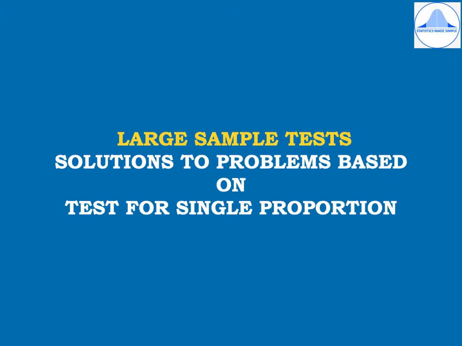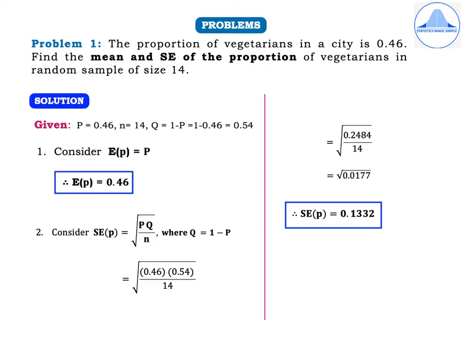In this video, I'll find solutions to problems based on tests for single proportion. Problem 1. The proportion of vegetarians in a city is 0.46. Find the mean and standard error of the proportion of vegetarians in a random sample of size 14. This problem is a 2-marker. Let's start with the solution.